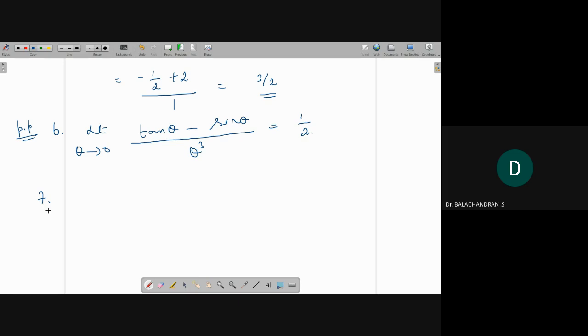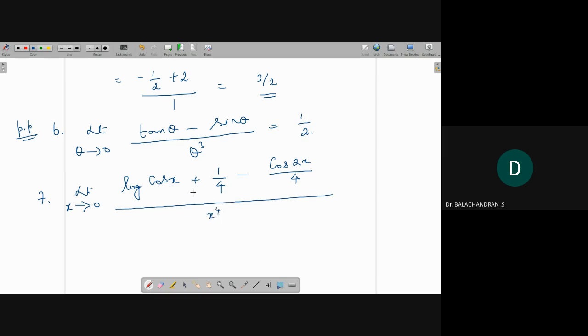Now the last problem. If possible, I will do one more problem. Limit x tends to 0 of (log cos x plus 1 by 4 minus cos 2x by 4) divided by x power 4.